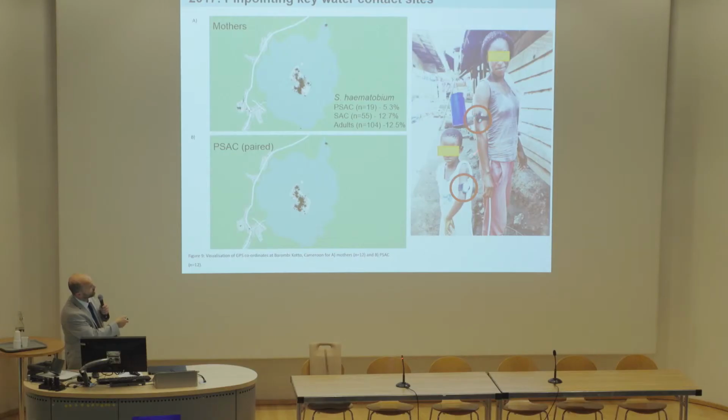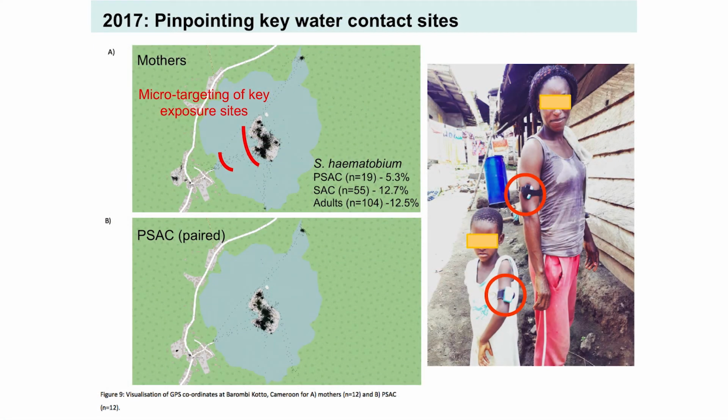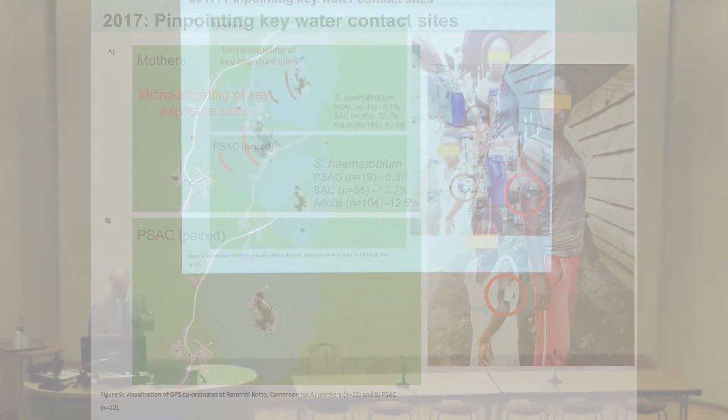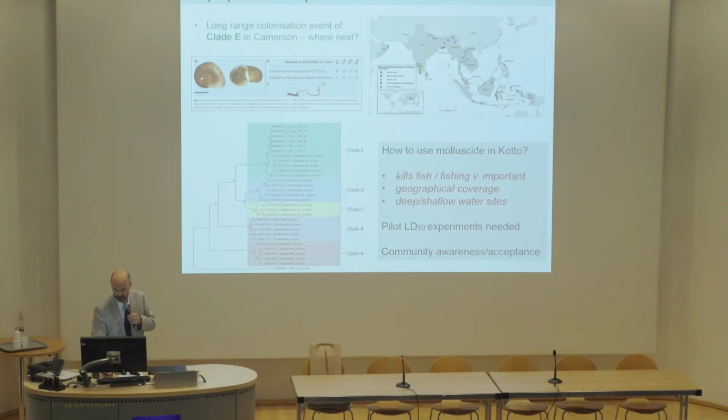We've been using GPS data loggers to look at the water contact patterns of people, in particular mums and children. We can map it out on the island to show where these water contact sites are. I think it would be evident to say you cannot use molluscicides around the perimeter of the lake, it's too expensive. Could you use it around the perimeter of the island? Probably not. You need to target where you're going to deliver it. So we have that information now to say where you have the most likely water contact types, you try to use a molluscicide to target it.